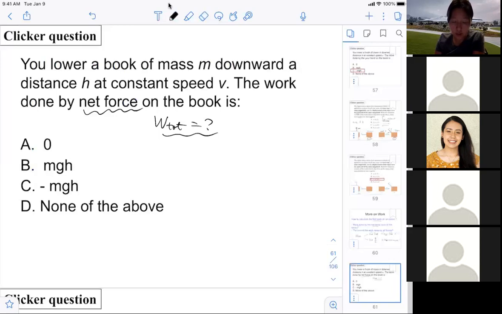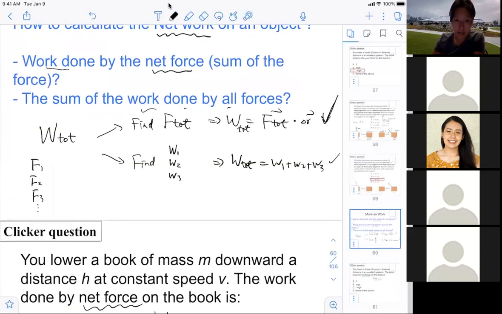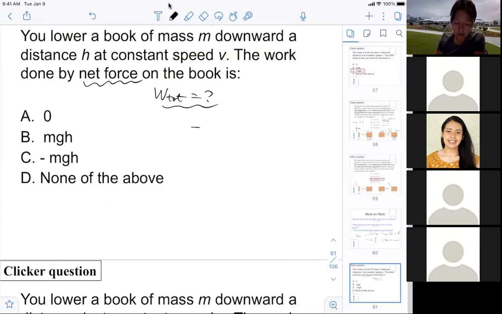So you can see that maybe the easiest method for this particular question is to use this approach. Why? Because we already know the net force is 0. Regardless of what the forces are and what their magnitudes are, right away we know the total force is 0, right? Do you agree about that? Do you guys agree on that?